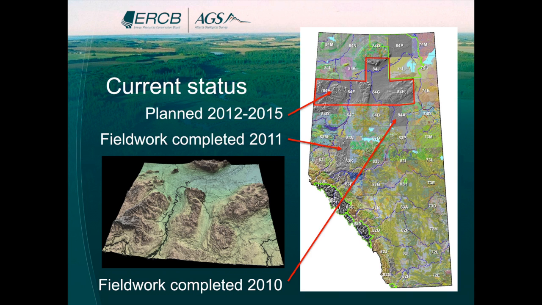Part of the program has been to complete the surficial mapping of Alberta. Most of the north has been done in the last 10 years, but there are still some significant areas left, indicated by the red box there, mostly moving across the Chinchaga wandering area and that zone.